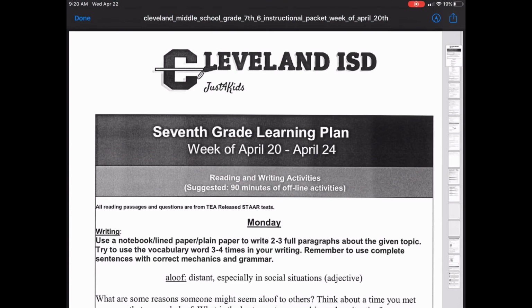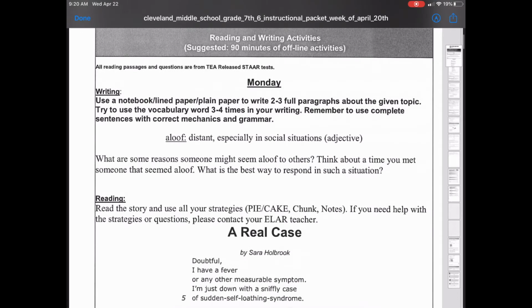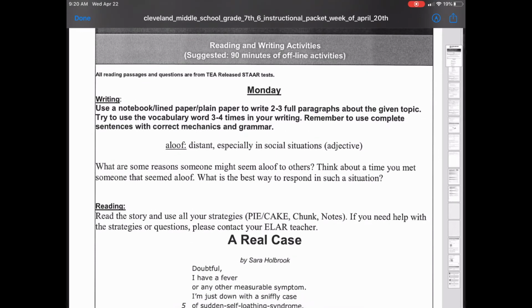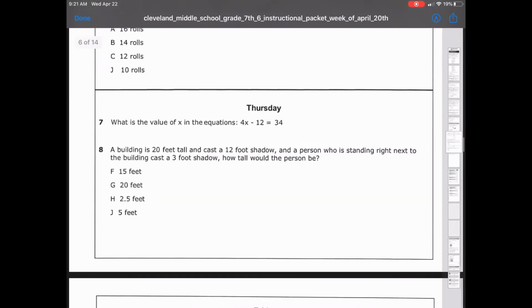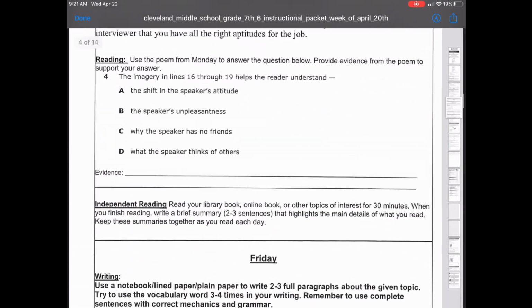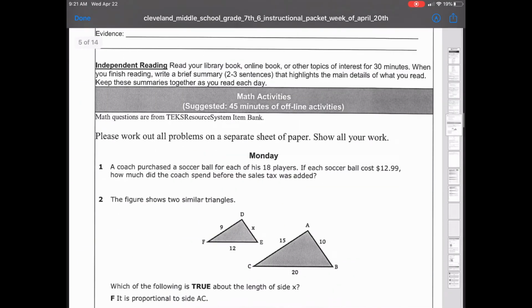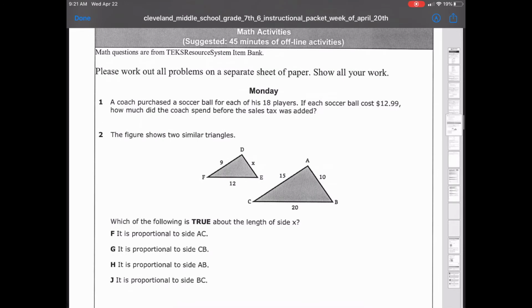So packet 6 here looks a little different than we have before. We've kind of shortened it to make it a little less pages, but also now at the bottom you're going to have a science lesson and history lessons, one a day for Monday through Friday. Reminder that there are your resources here, your math chart, but it comes after the math questions. So you have reading and writing at the top, and then we start here with our math questions.